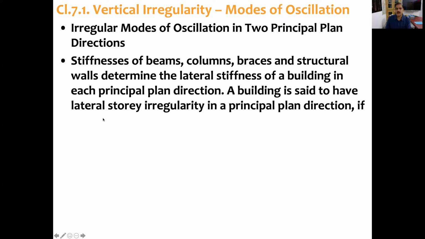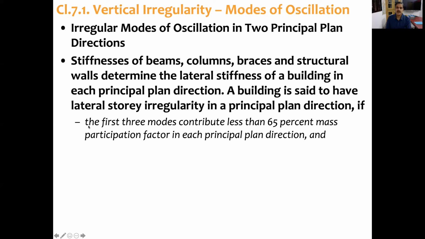A building is said to have irregular modes of oscillation in a principal plan direction when these conditions are met. First, the first three modes contribute less than 65% mass participation factor in each principal plan direction. That means when we do modal analysis, we get eigenvalues, eigenvectors, and the modal participation factors also. If we add the first three modal mass participation factors and they contribute less than 65%, then the structure is said to have irregular modes of oscillation.